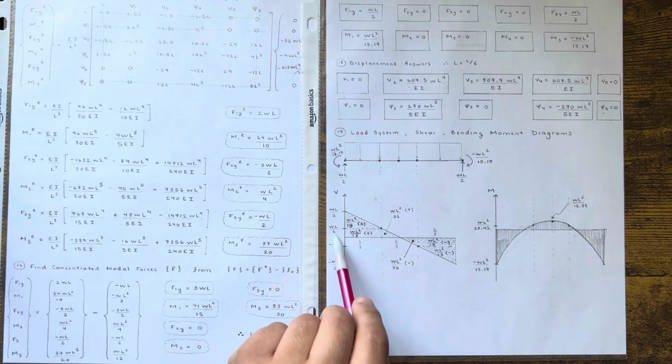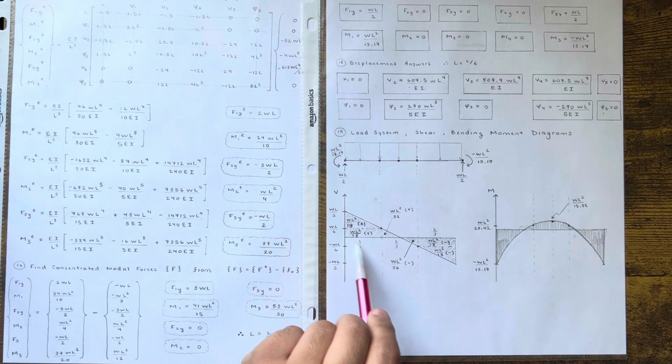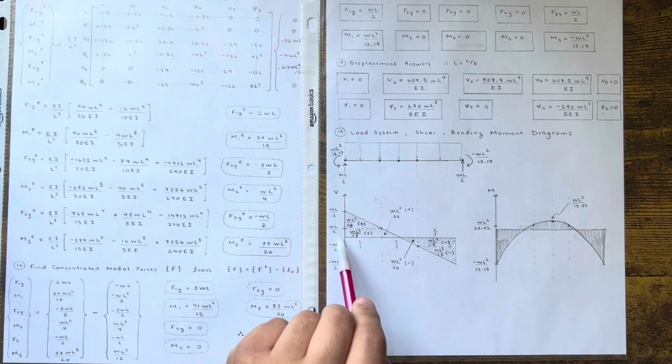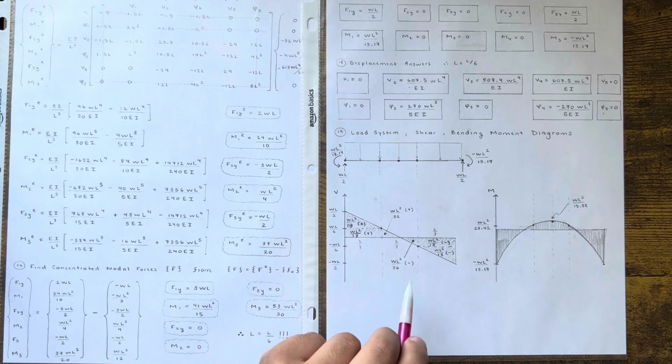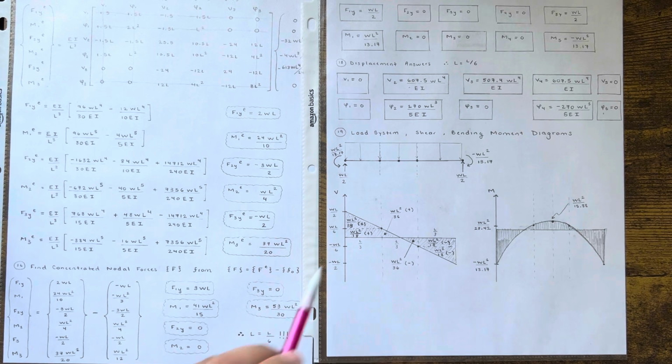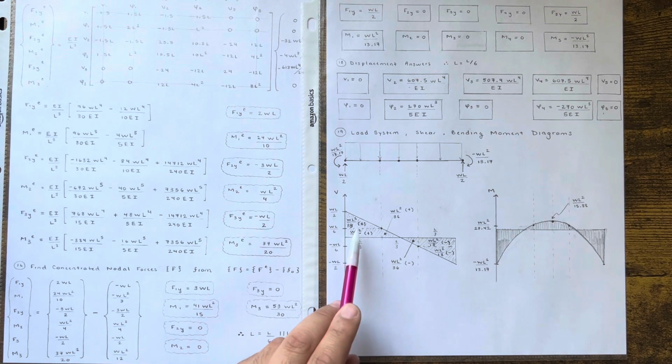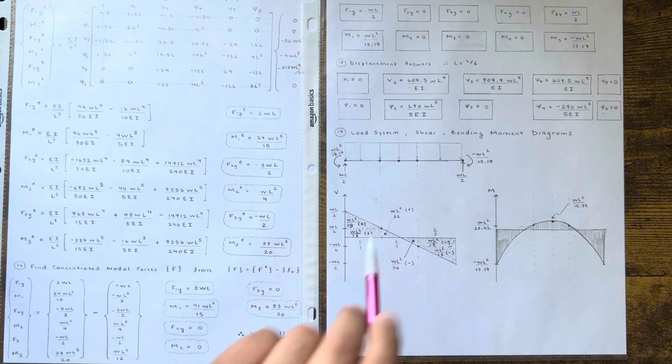Base times height, it's a rectangle. WL over 6 is your height. L over 3 is your base. Multiply them. WL squared over 18 is the area. So you have 2 WL squared over 18s. That's just WL squared over 9. Okay? So let's keep it going for now. This is all WL squared over 9.